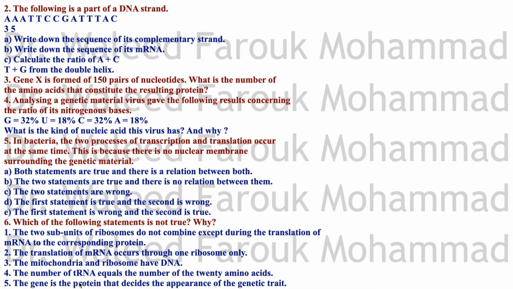The number of tRNA equals the number of 20 amino acids. The number of tRNA equals the number of codons of mRNA. So this is not true. The gene is the protein, no, that decides the appearance of the genetic trait. The gene is a special sequence of nucleotides of DNA, okay, that specifies the trait.